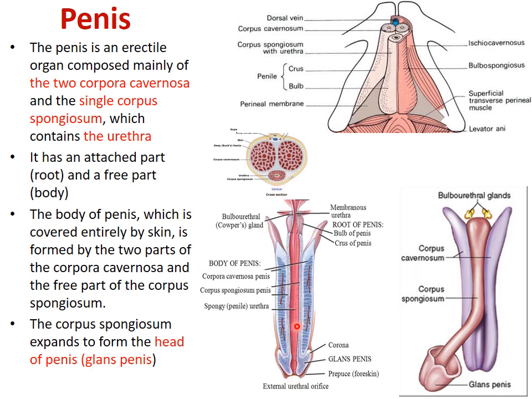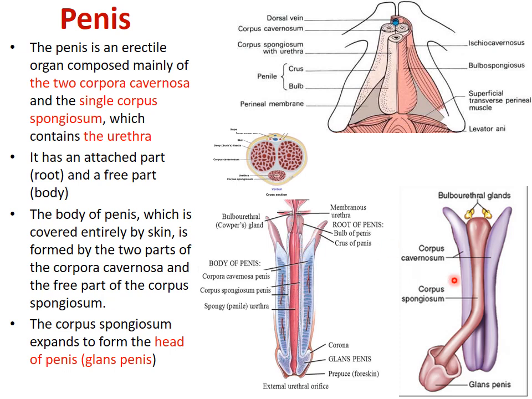This is a urethra. This small tube is the penile urethra. Inside which structure, which body? This is the corpus spongiosum. This blue color is not the corpus spongiosum, this is corpus cavernosum. Only this glans penis and the thin membranous part is the corpus spongiosum, right?